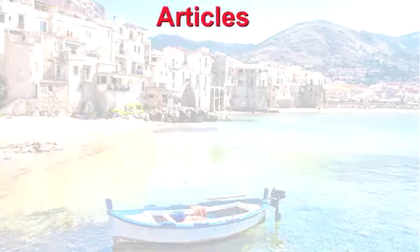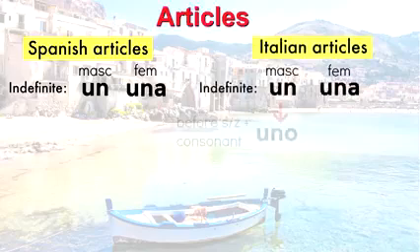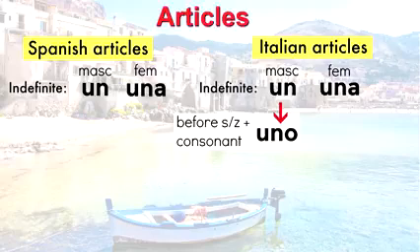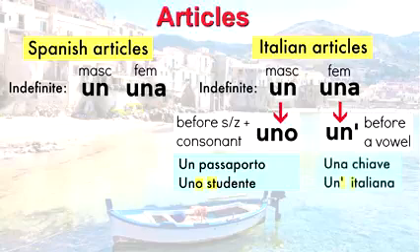Articles. Articles in Italian are more complicated than in Spanish. In Spanish, the indefinite articles are un, for masculine nouns, and una, for feminine nouns. Also in Italian, it's un and una, but un becomes uno before words beginning in S or Z followed by another consonant. And una becomes un apostrophe before a noun beginning with a vowel. So in Italian we have un passaporto, but uno studente. And we have una chiave, but un'italiana.